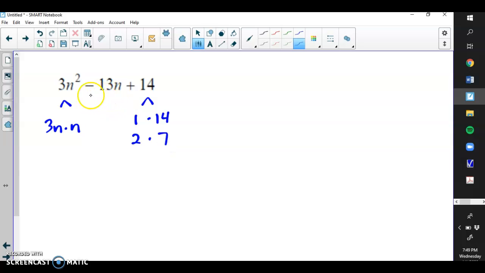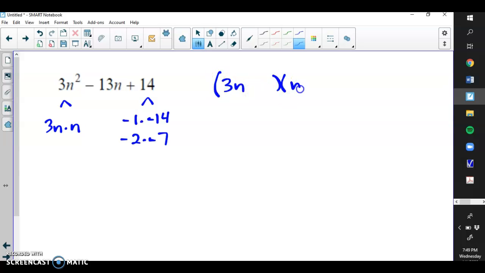Notice that the middle term is negative and the last is positive. That means that I have two negative numbers that I multiplied, because two negatives multiplied together give me a positive. So I need to check with negative 1 and negative 14, negative 2 and negative 7. That's the only way to get a negative in the middle. I am ready to start guessing and checking.